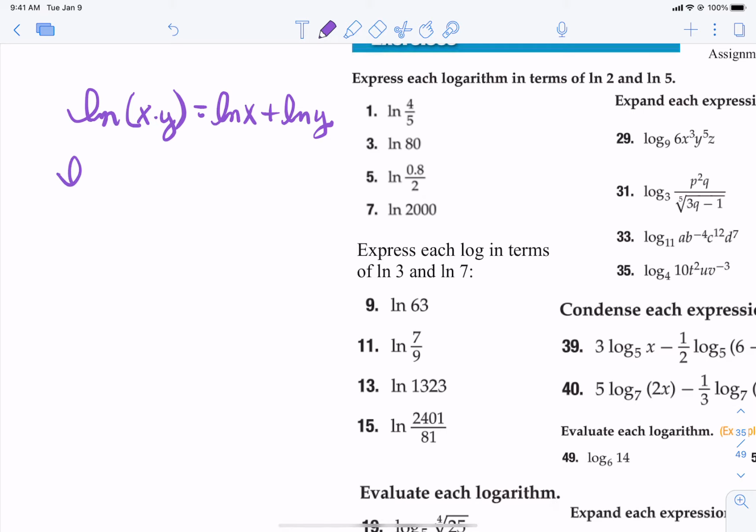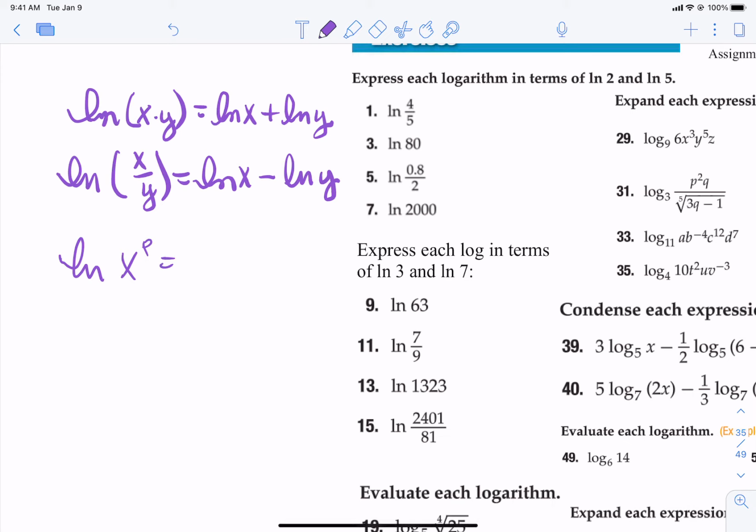The next rule is that if we have two things that are divided, we can split it into the log of the top minus the log of the bottom. Now, I wrote natural log, but this rule applies to any log. The third rule is that if you have some power on something inside the logarithm, we can drop that power in front, multiplying the log of the thing that's inside. Those are the rules that we are going to talk about.